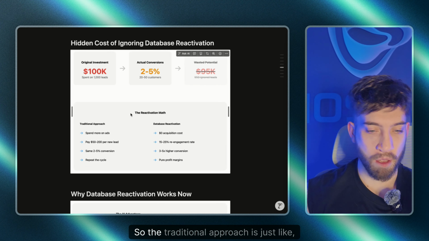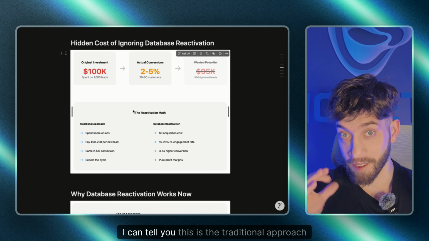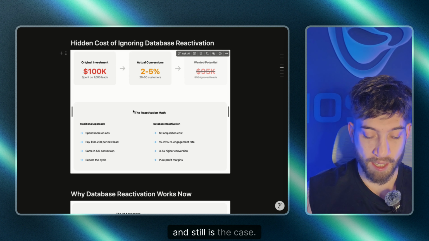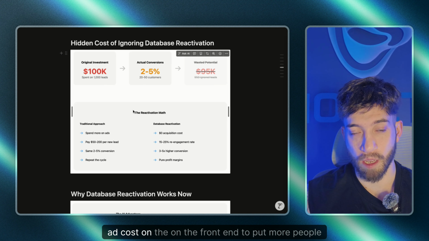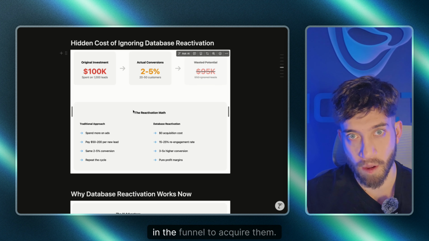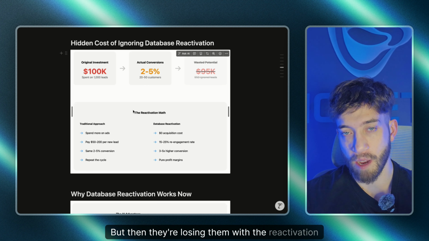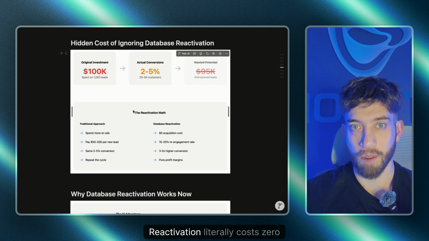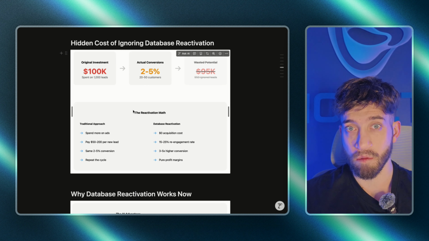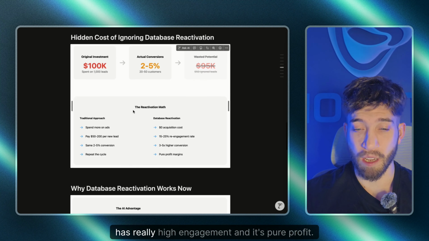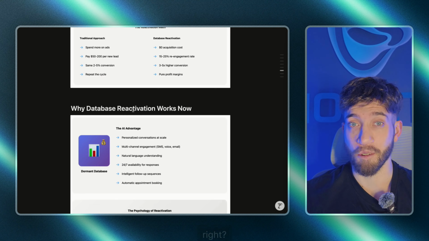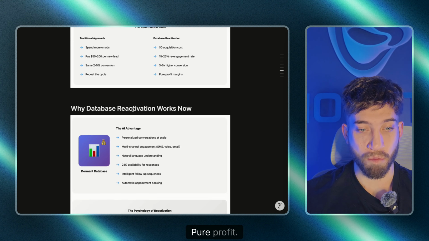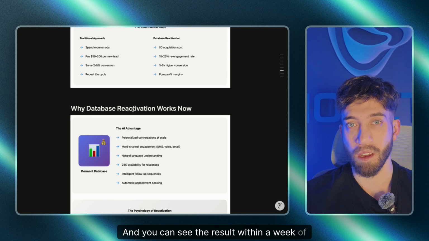So the traditional approach, and I can tell you it still is the case, is that you'll often see service businesses just ramp up ad cost on the front end to put more people in the funnel to acquire them, but then they're losing them with the lack of reactivation. Reactivation literally costs zero if you go on a performance basis, has really high engagement, and it's pure profit. That is a nice ad hook, right? Like, don't spend money on ads, pure profit, and you can see the result within a week of launching.